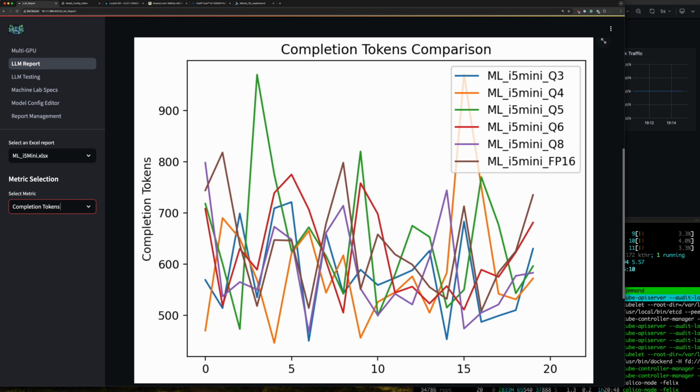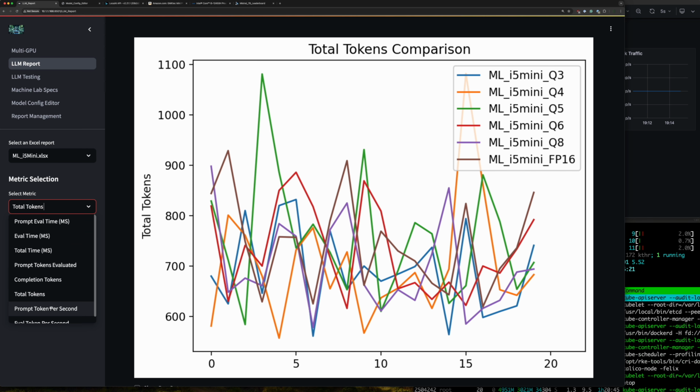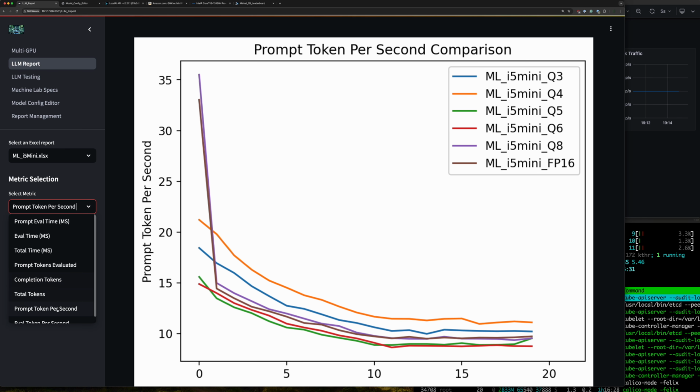Completion tokens is going to mimic the length of your response. Again, not accuracy, but the length of your response. So you can actually see it was pretty grouped together in all those quants. Total tokens is going to be those two put together. The prompt tokens per second. So you can see that the FP16 and Q8 took a little bit longer to load as we would expect, but they're pretty grouped in there for prompt tokens per second.